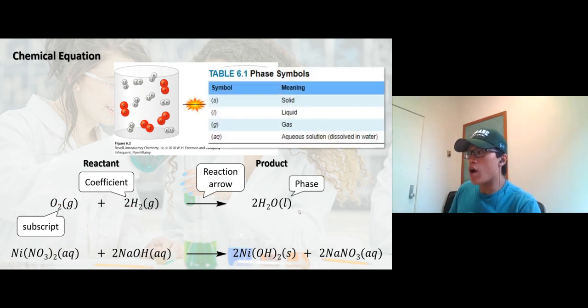Okay. And we also have phases. We have liquid, we have gas, aqueous solution, which means this solid is soluble in water. We also have solid.